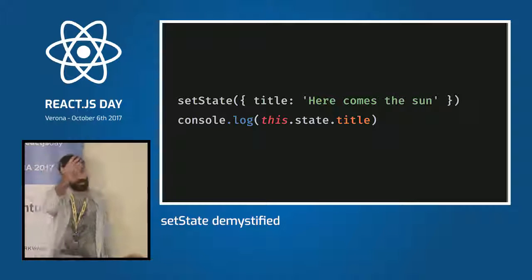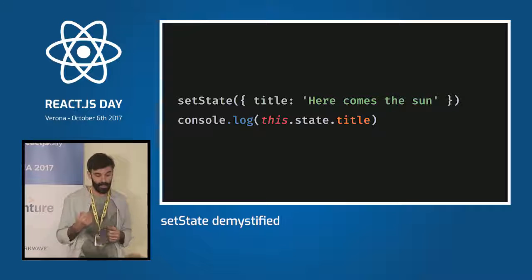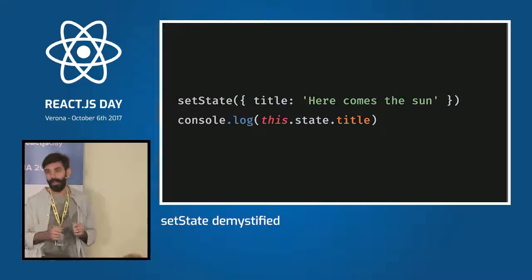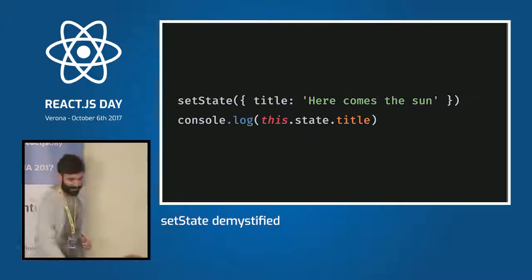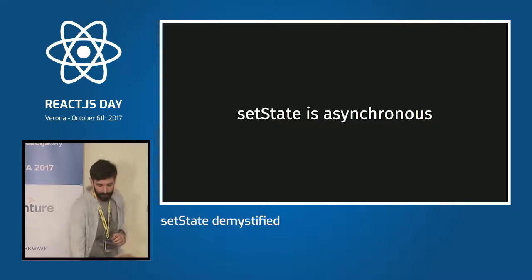Suppose you have this code here. You fire setState, you pass an object that has a title, "Here Comes the Sun", and then you console log this.state.title. Suppose the title hasn't been initialized. Can you guess what this is going to log in the console? Yes. Because setState is asynchronous. But it's not so obvious for everyone, especially in the beginning.